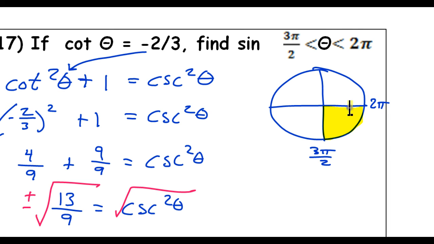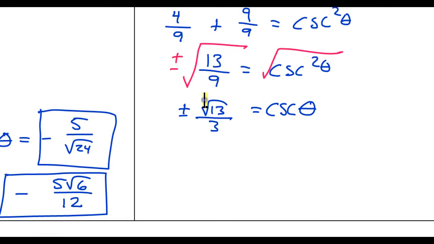And sine is definitely negative in this quadrant, because sine is a y value, and y values are negative when it's below the x-axis. So if sine is negative, that means cosecant is also going to be negative, because it's just the reciprocal of the sine function. So let's keep that negative sign going.